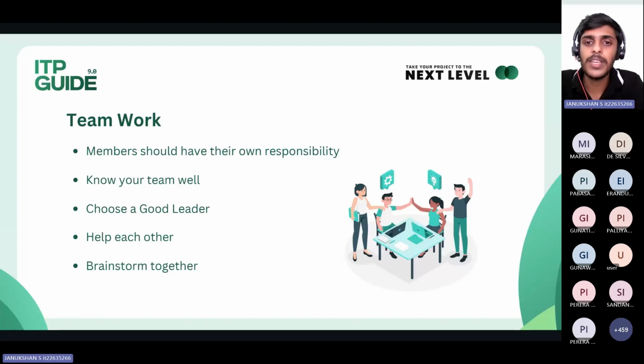If you know your team very well, you can utilize their strengths very well, because one of your members can code very well and another one can design, and each one of them has some talent within them. So using this skill set, you can learn within your team. So you don't need to go anywhere else to learn. So know your team very well and then choose a good leader.